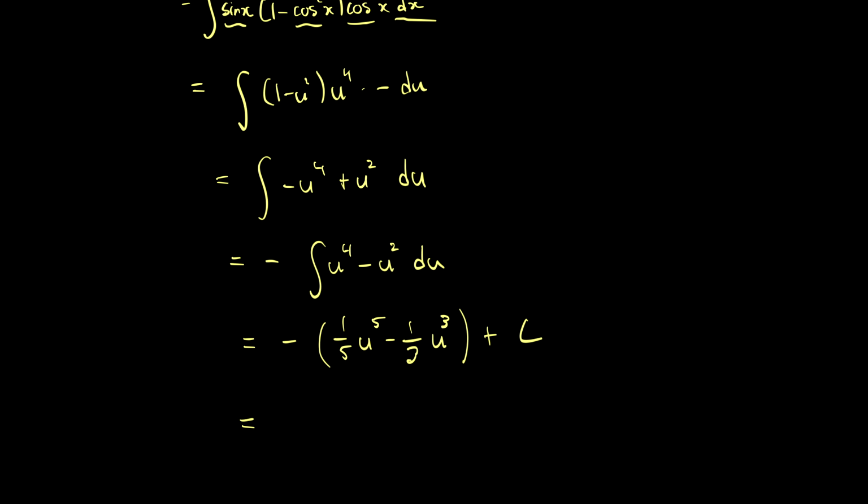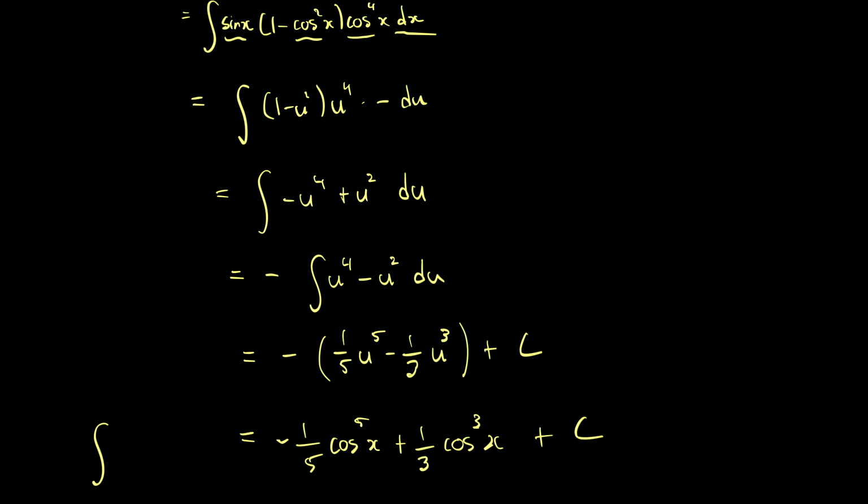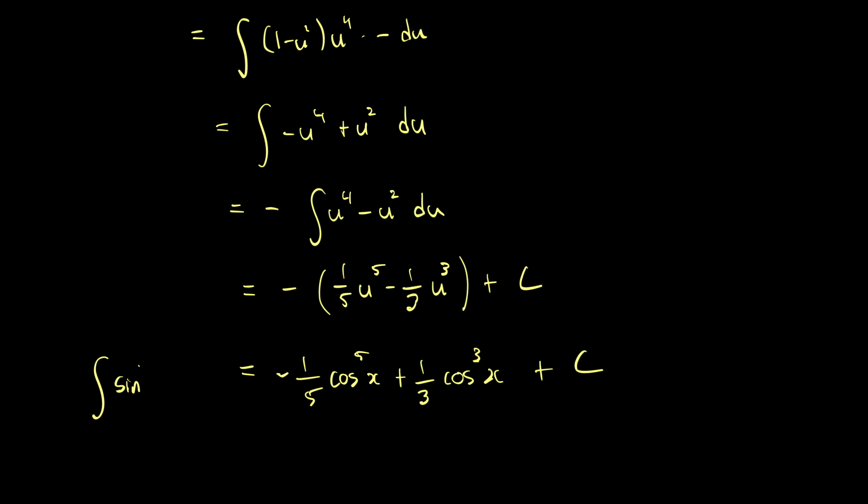So of course we have to substitute back u equals cos x, so this becomes negative 1 over 5 cos to the 5x plus 1 over 3 cos to the 3x plus c. So that is how you would be evaluating this specific integral: the integral of sine cubed x times cos to the 4x dx, just like that.